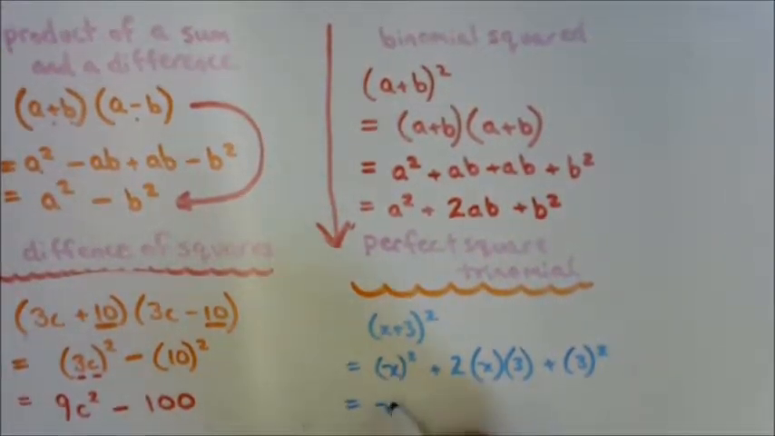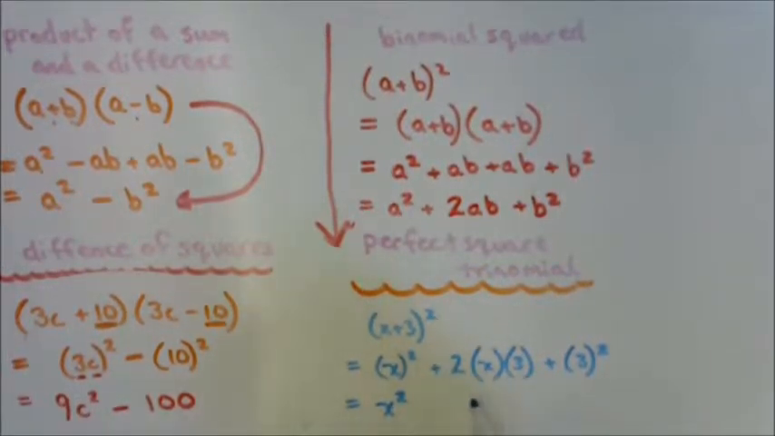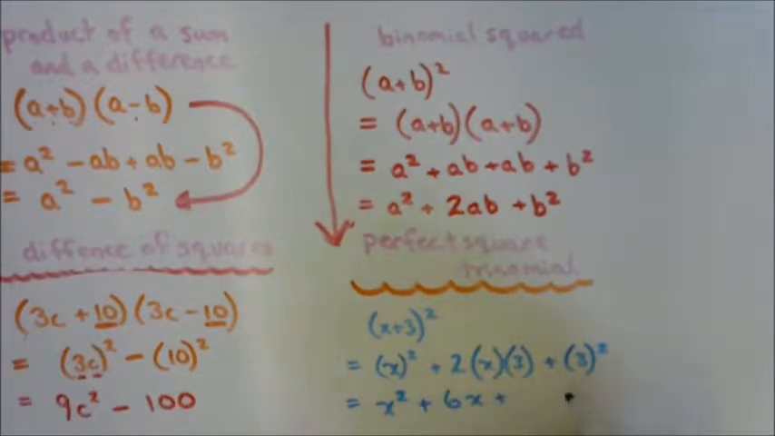Well, x squared is just x squared. 2 times x times 3 is 6x, because multiplication is commutative. I can do it in any order I want. I can say 2x times 3, or I could say 3x times 2, or I could say 2 times 3 is 6, times x is 6x. Either way, I'm going to get 6x. And 3 squared? 9. What is this called? Perfect square trinomial.